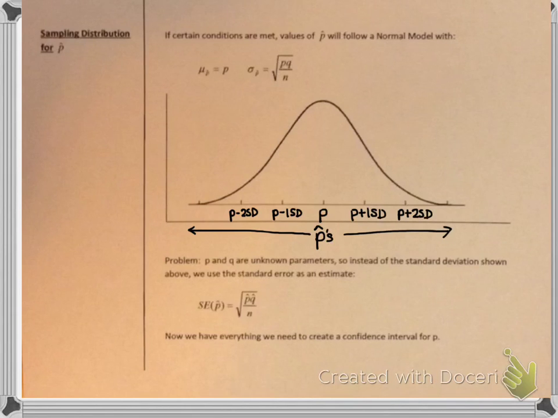So here's this idea that I was telling you about. If we don't know the standard deviation, then we're going to use this standard error right here. Notice the only difference between standard deviation and standard error. With standard deviation, you actually know p and q from the population. In the case of standard error, we have to use p hat and q hat, which come from the sample.